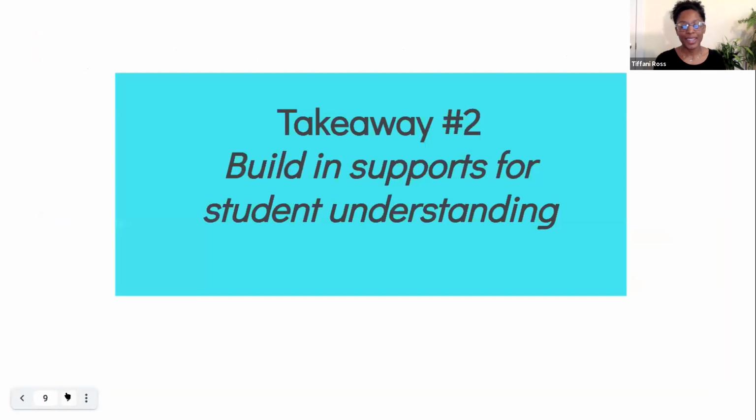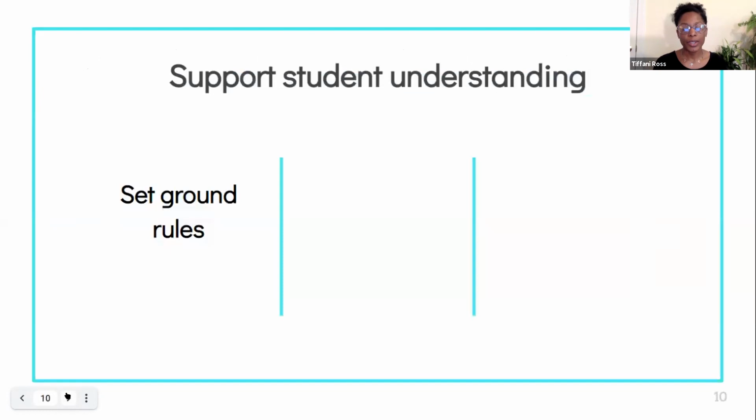The second big takeaway that I took from this workshop was it's so important to build in supports for student understanding. Students may be disengaged because they don't have the tools that they need to fully engage in the first place, or the knowledge. So there are three different ways they shared that we could support our students with their understanding. Number one is to set ground rules. You're establishing a culture and expectation around how we interact in this virtual space and what our expectations are of each other and of our students.